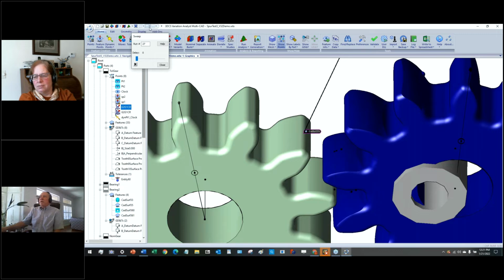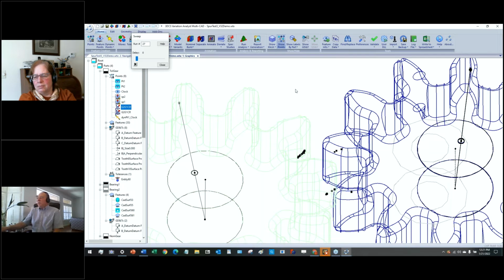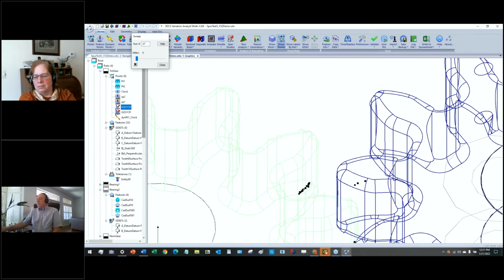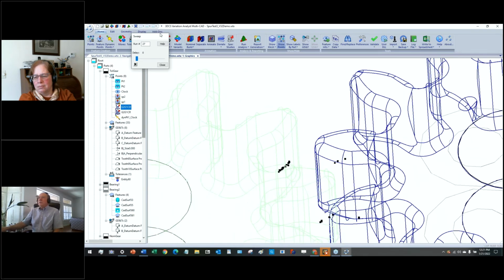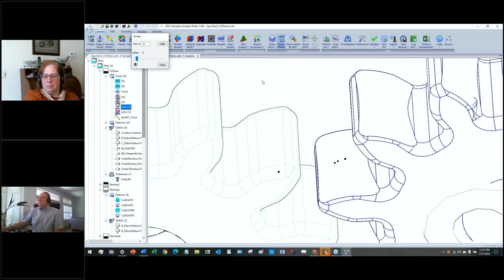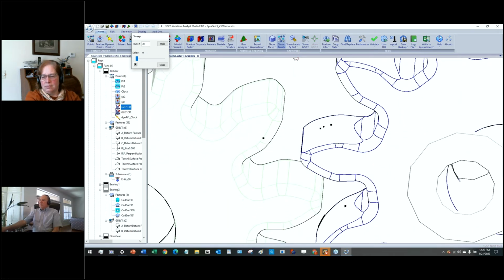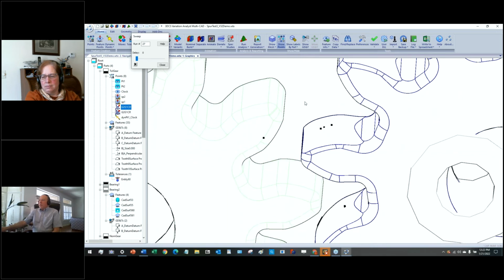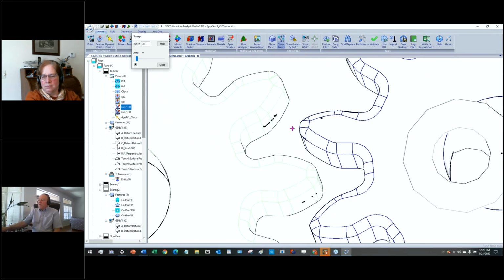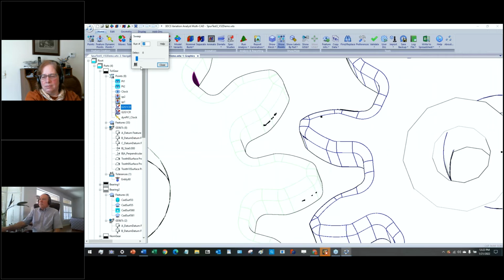Now let me turn it back to wireframe. And now you can see the points, but it's hard to see. It's harder to see the surfaces. If I use wireframe with hidden line, now it's a little bit clearer what's happening. So you can rotate it around and see both sides.